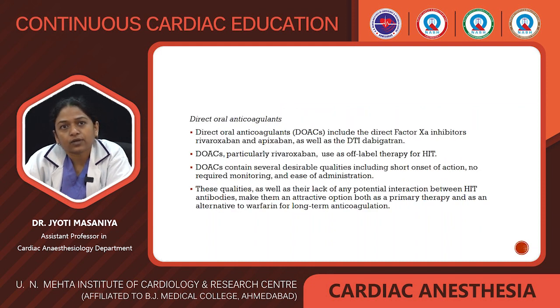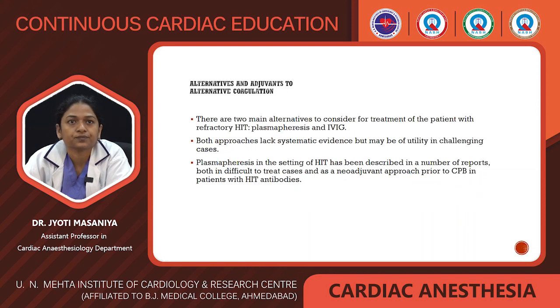Now coming to the direct oral anticoagulants. Direct oral anticoagulants include the direct factor Xa inhibitors such as rivaroxaban and apixaban as well as the direct thrombin inhibitor dabigatran. Direct oral anticoagulants, particularly rivaroxaban, are used as an off-label treatment for HIT. They have several desirable qualities including short onset of action, no required monitoring and ease of administration. These qualities, as well as their lack of any potential interaction with HIT antibodies, make them an attractive option both as a primary therapy or as an alternative to warfarin for long-term anticoagulation.